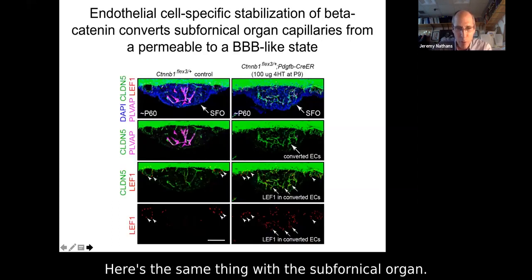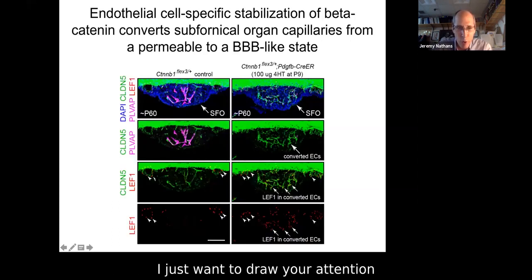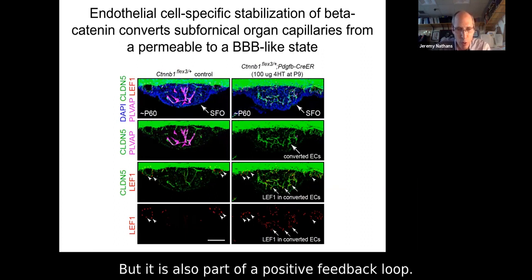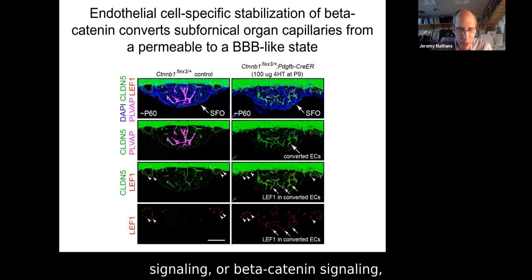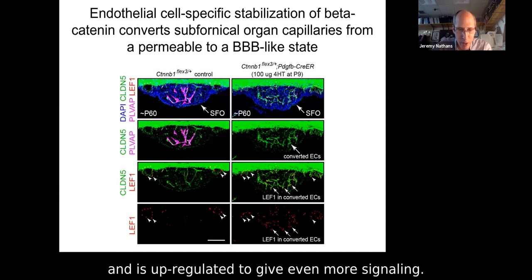Here's the same thing with a subfornical organ. I just want to draw your attention to this protein LEF1, which is one of the co-activators with beta-catenin. It's a partner of beta-catenin, but it is also part of a positive feedback loop. The LEF1 protein itself is a target of canonical Wnt signaling or beta-catenin signaling and is upregulated to give even more signaling.